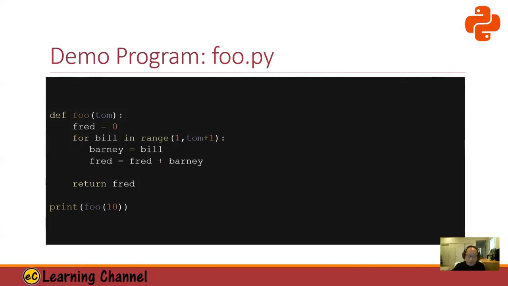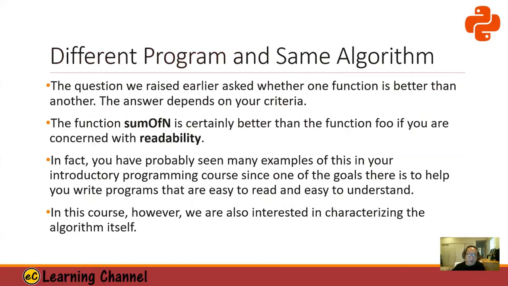The names are different in this foo.py. So these two are different programs but the same algorithm. So the question we raised earlier is whether one function is better than the other. Basically, the functionality of these two is the same. Okay, but the function sum of n is certainly better than the function foo if you are concerned with readability.